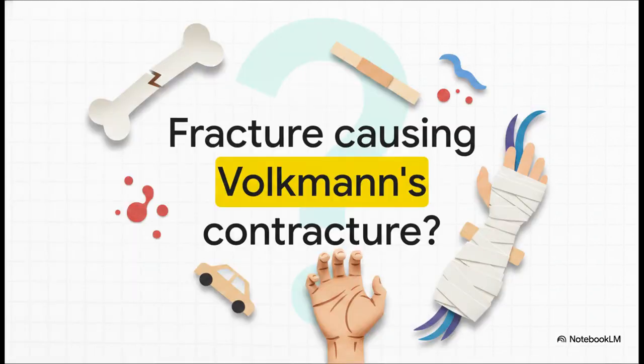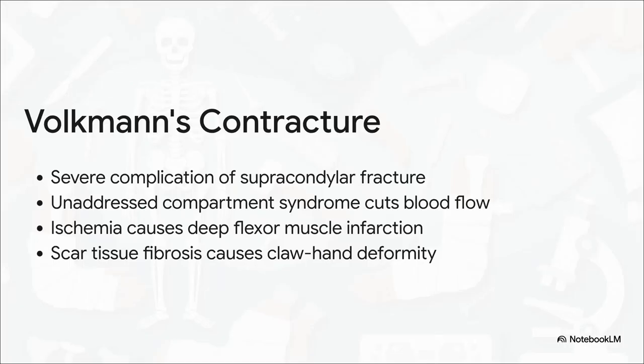A patient presents to you in the orthopedic outpatient department complaining of a claw-like hand. He mentions a history of a fracture a few months ago following a road traffic accident managed at a local hospital. Which of the following fractures is associated with the dreadful complication known as Volkmann's ischemic contracture? Options: A. Supracondylar fracture of distal humerus, B. Dislocation of shoulder, C. Diaphyseal fracture of radius, D. Undisplaced clavicle fracture, or E. Scaphoid fracture. The correct answer is A, supracondylar fracture of the distal humerus.